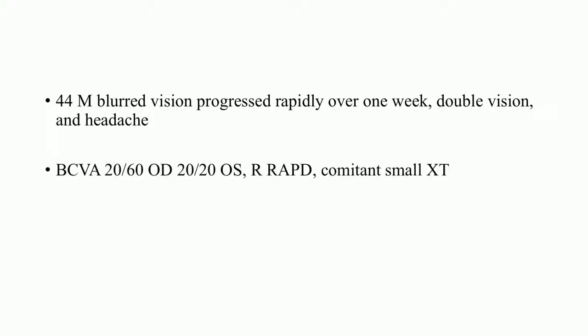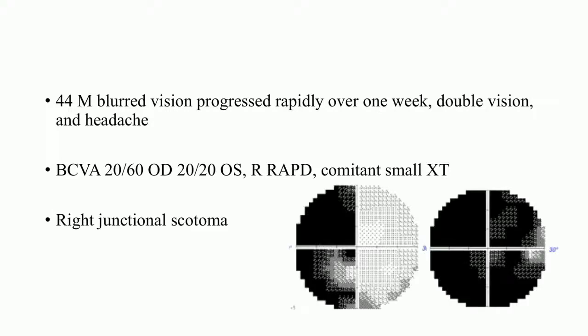So they come back the next week, that's when I saw them, and the patient now is 20/60 in the right eye. He has a right RAPD and a concomitant small exotropia. This patient on visual field testing had a right junctional scotoma. So now you know, with this headache and this rapid progression of vision loss, that there's something scary going on there. When you have something that is progressively getting worse and fast, that localizes to the sella, the one thing that you want to rule out is some acute vascular pathology.